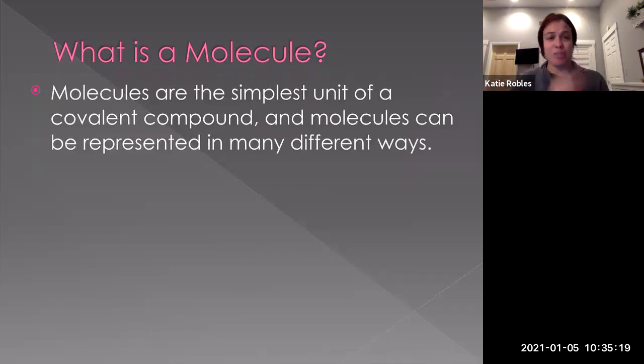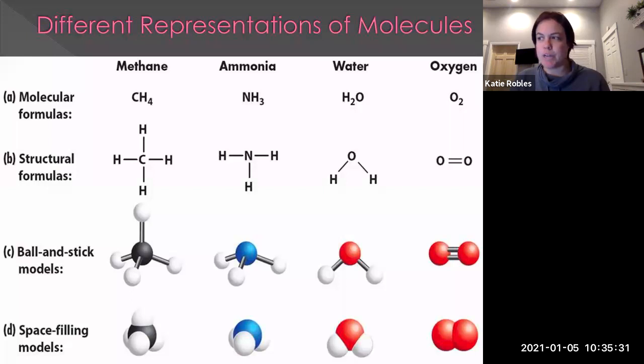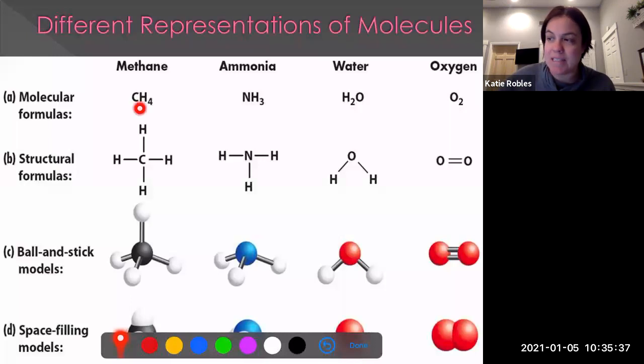All right, so molecules by definition are the simplest unit of a covalent compound. And molecules can be represented in a lot of different ways. And I want to show you those. Okay, told you we were going to talk about methane, ammonia, and water a lot today. So here we go. We've got methane. Methane is CH4. That says there are four hydrogens attached to a carbon, right? NH3. There are three hydrogens and a nitrogen.